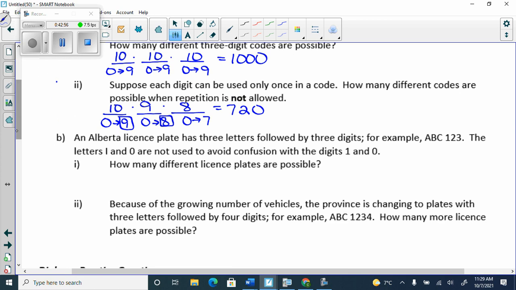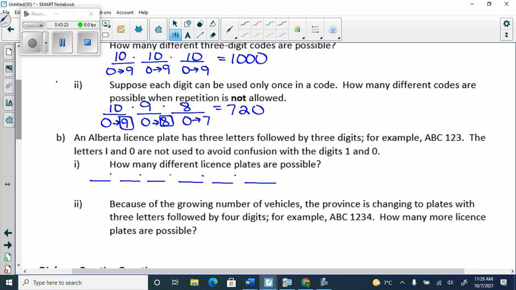B says an Alberta license plate has 3 letters followed by 3 digits. For example, A, B, C, 1, 2, 3. The letters I and O are not used as confused with 1 and 0, which makes sense, right? So I need 6 blanks. I need them all because I don't have an option of having fewer letters or more. In this case, I have to have 6.